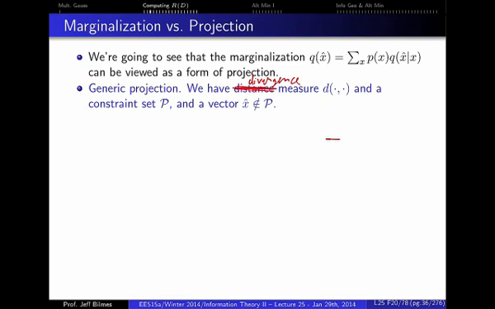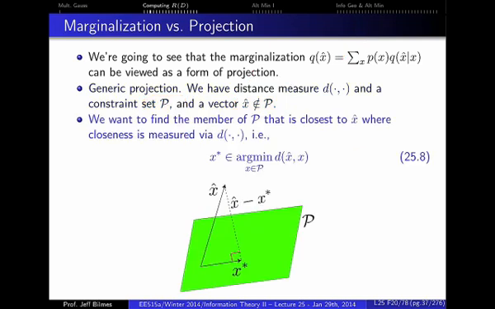Like, we're not insisting upon it, say, for example, being a proper distance where it maybe satisfies the triangle inequality and it sort of corresponds to some Euclidean embeddable distance of some sort. So let's just weaken that a little bit. And then we have a constraint set, P, and a vector x hat that's not in P. Okay, so script P is just some set and x hat's not in P. And what we want to do is find a member of P that's as close to x hat as possible, where closest is measured via this distortion measure. And so in other words, we want to find a member of this set.